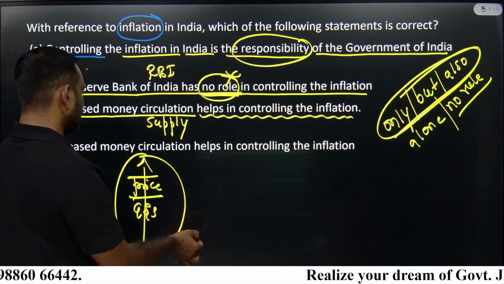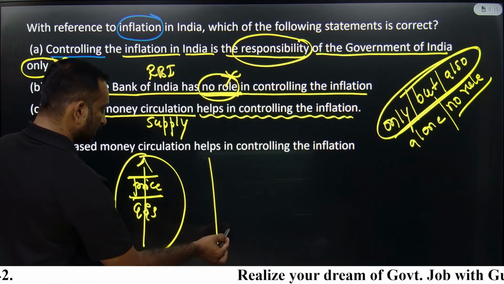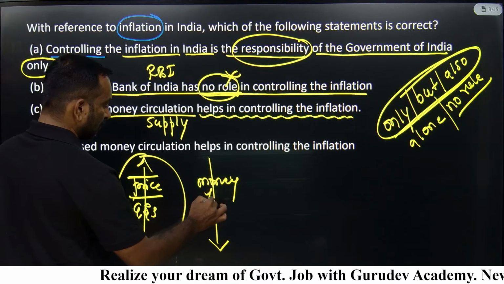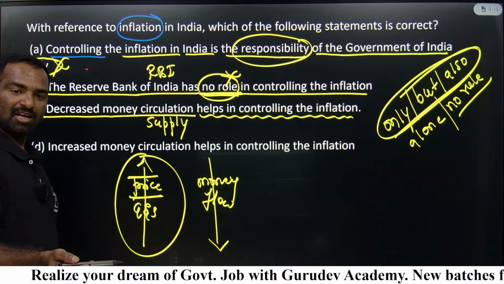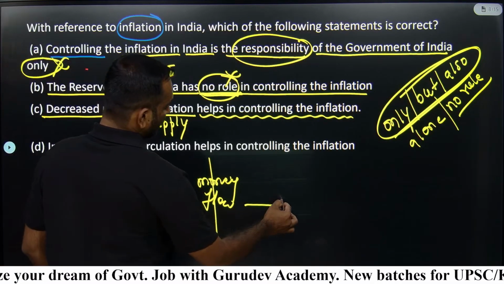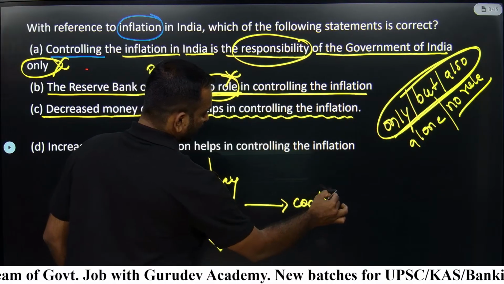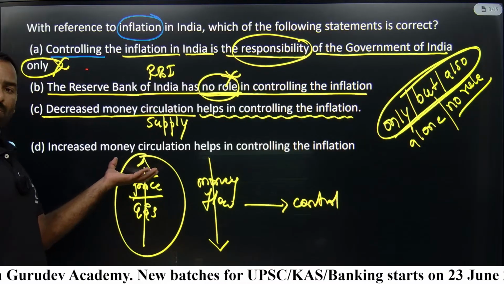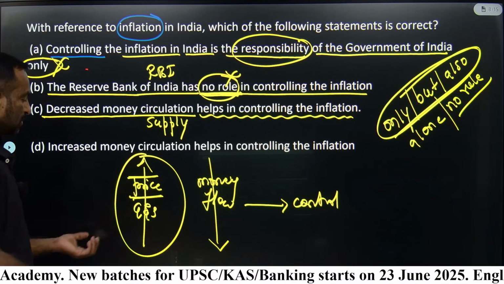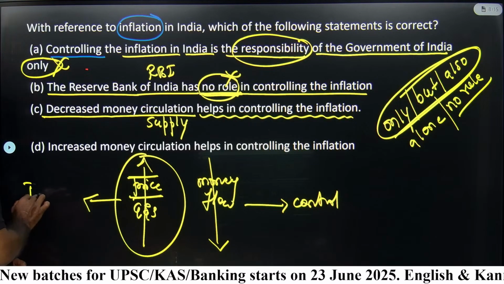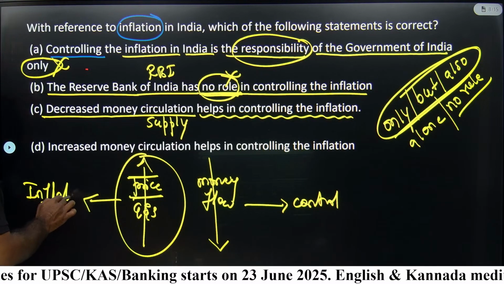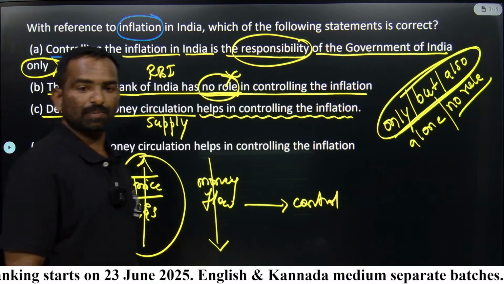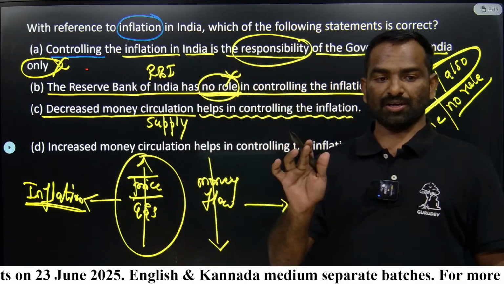Okay, of course, decreasing the money supply or money flow will help to control the inflation in the economy, right? When the prices of goods and services increase in the market, what does it show? It shows that there is inflation in the market. Whenever you come across a price rise, you have to understand that there is inflation in the market.